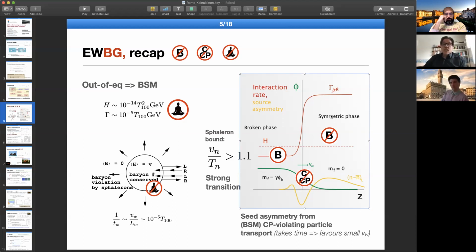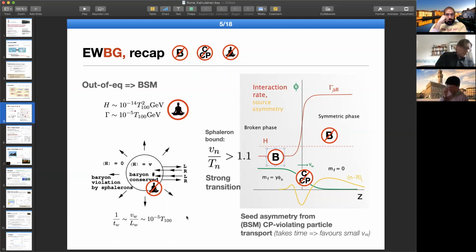Of course, while you get into the bubble wall, the sphaleron rate has to turn off, and this leads to the famous condition that the value of the Higgs field divided by the temperature at the time of nucleation should be sufficiently large to turn off the sphaleron rate. This is the condition for the strength of the transition. This is what we mean by strong in the sense of electroweak baryogenesis.